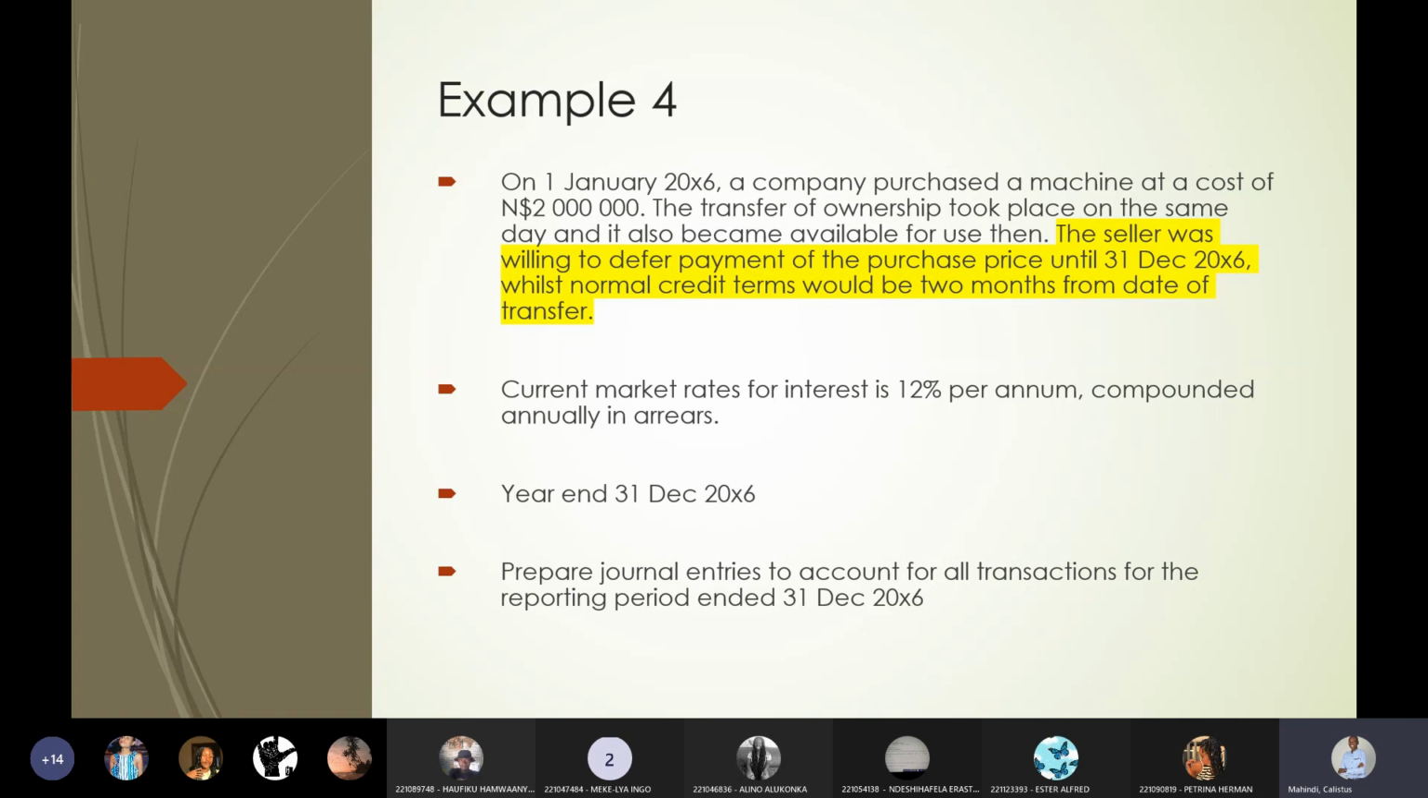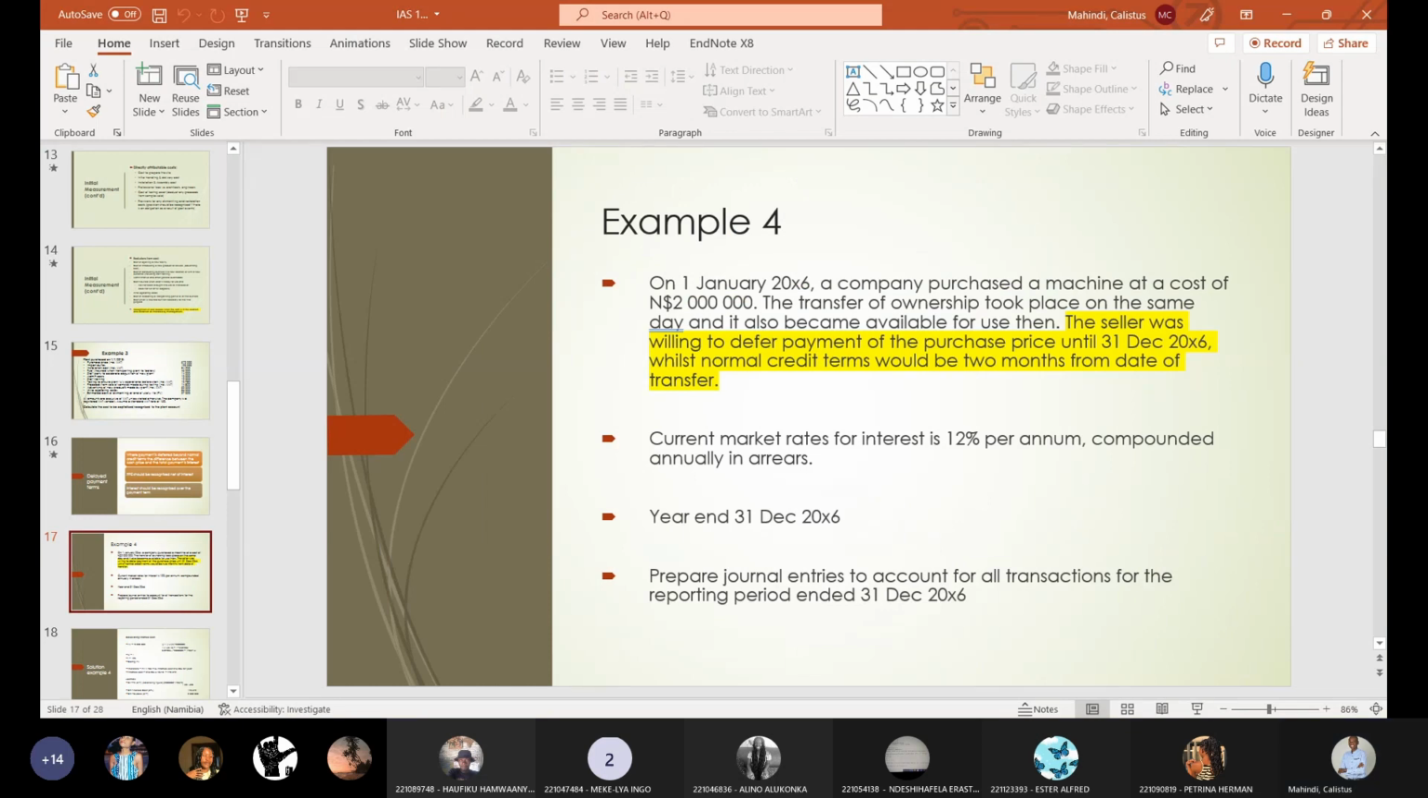Can anyone explain to me what present value means? You should have already done this in quantitative methods. What is present value? I'm waiting. You can type in the chat if you are in the library or somewhere where you cannot speak. What is present value? I'm sure you know this. You have already done this last year.